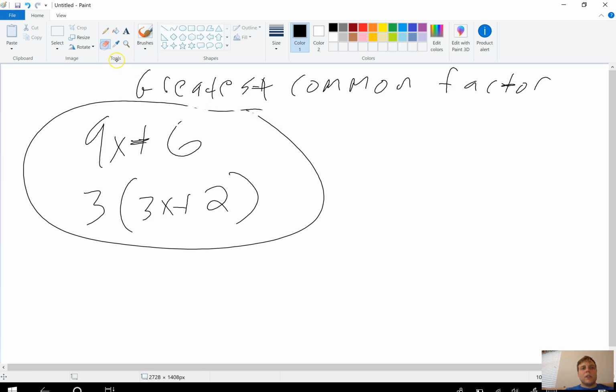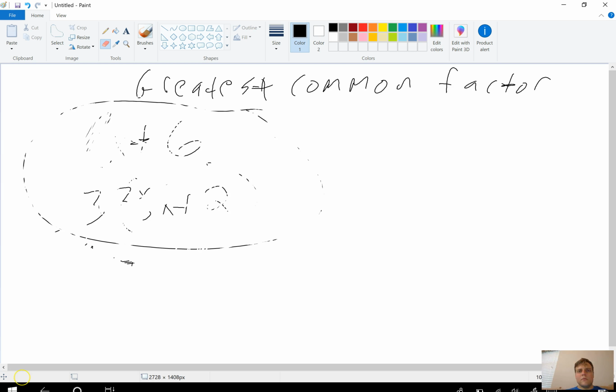Now, let's discuss how I would use this idea to actually solve. How do I make this eraser bigger? Size. Okay, that didn't work. That's going to change the size of my pen. There's got to be a way to do this. Let's see here. I don't know how to erase that, so we're just going to ignore it for a second.